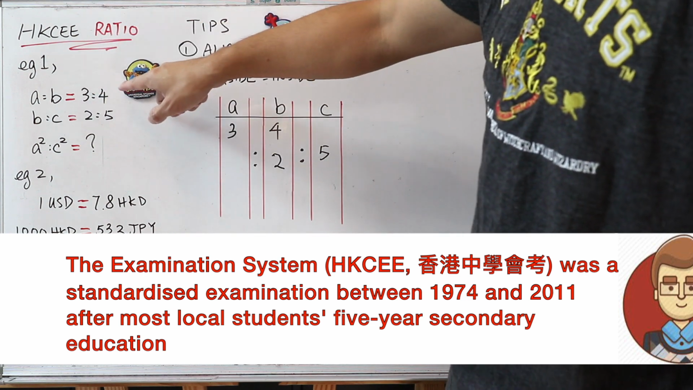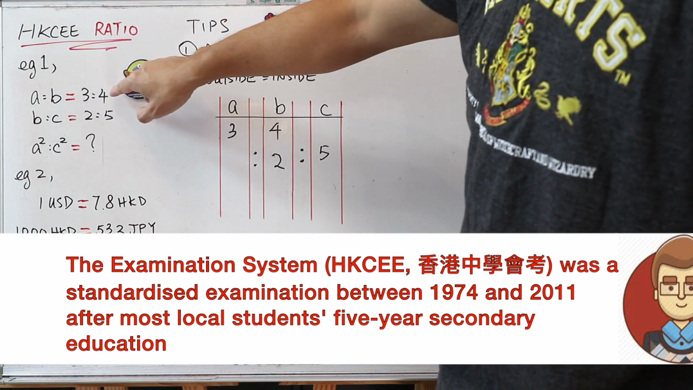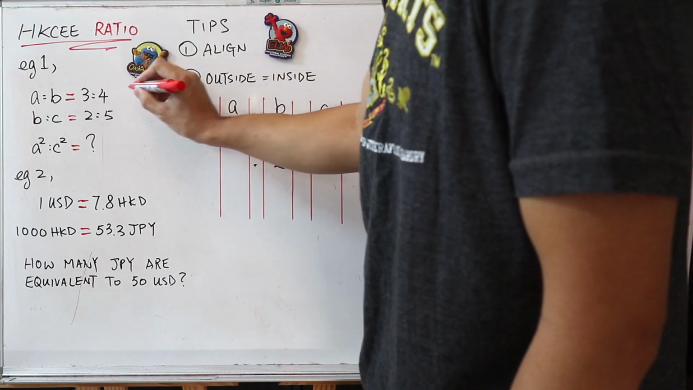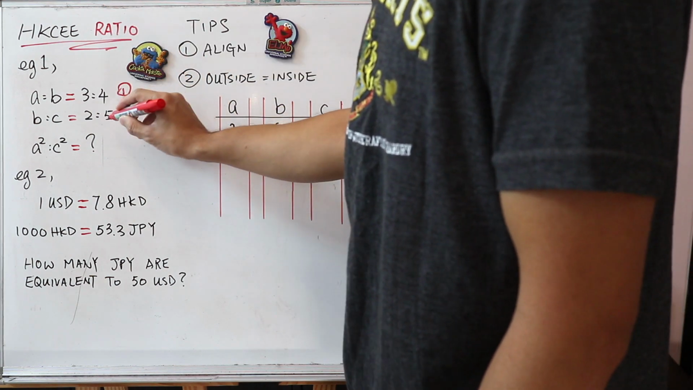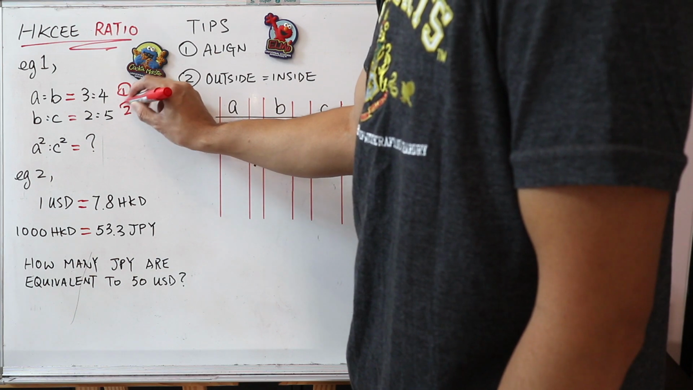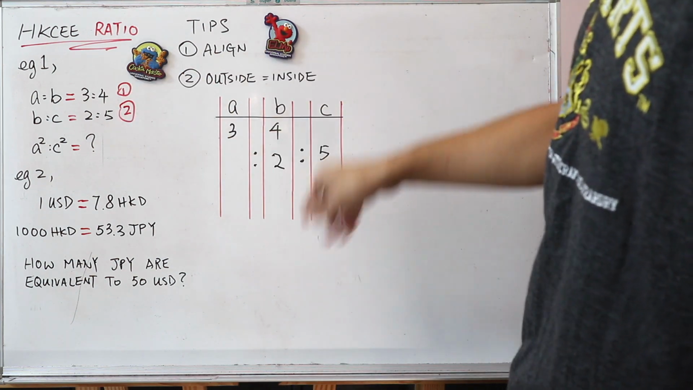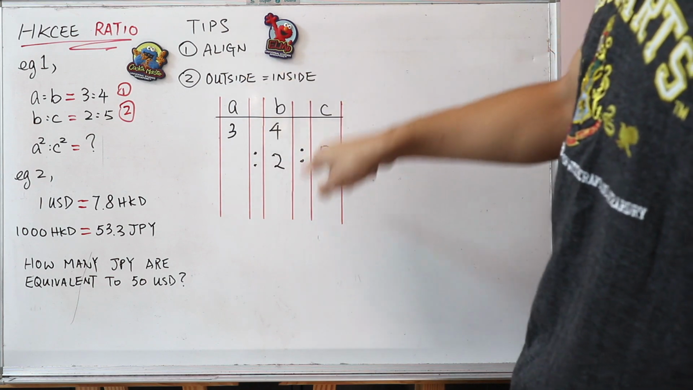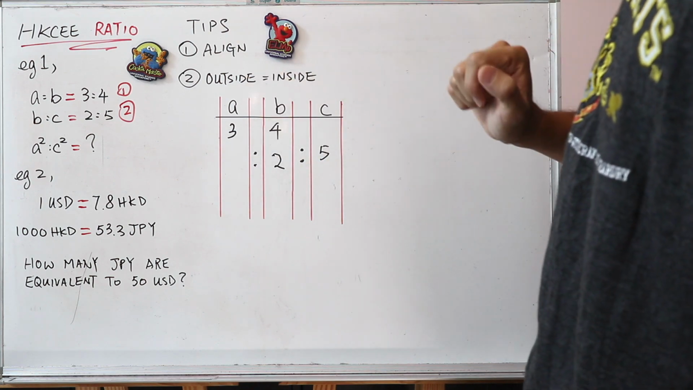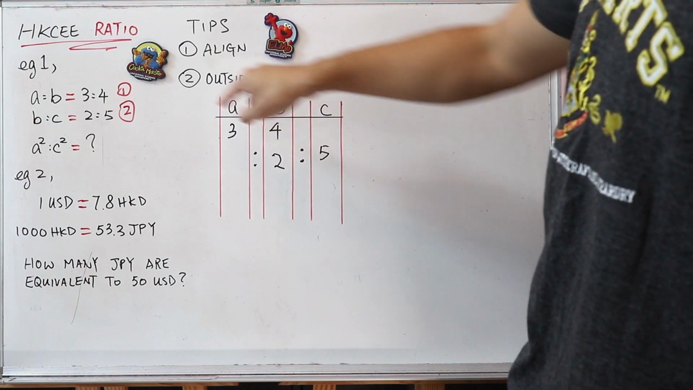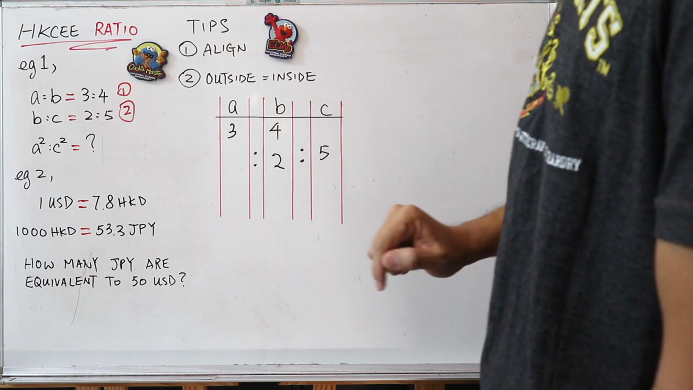Example number one, you are given two proportion statements. Okay, the first one and the second one. Why don't I call the first one proportion statement number one, and this is proportion statement number two. And on this whiteboard, I've drawn out three columns. Each column is for one of the variables, A, B, and C, and I've put in some numbers in there already.